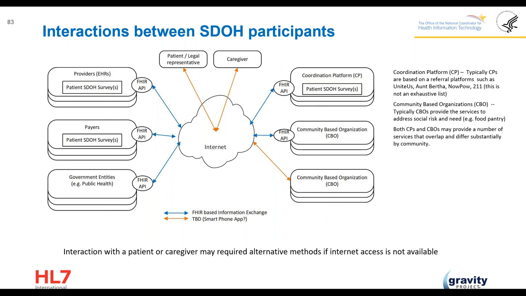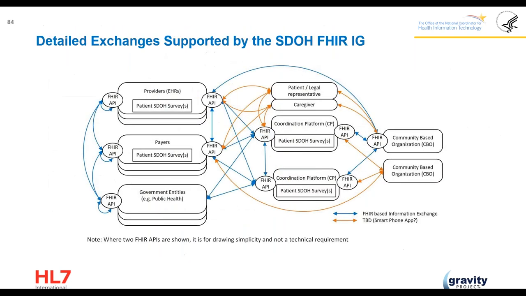The implementation guide specifies a broad set of exchanges between all the various players. So exchanges between providers, payers and government entities, coordination platforms, community-based organizations, and individuals or their caregivers. So we touch on a broad set of exchanges. This shows them far more detailed. All of the blue arrows are the ones that we're supporting, including exchanges between providers, between payers and providers, and the other organizations that we mentioned. We have the ability within the guide to exchange any of the things that we talked about, assessments, closed loop referrals, the ability to exchange goals, et cetera.